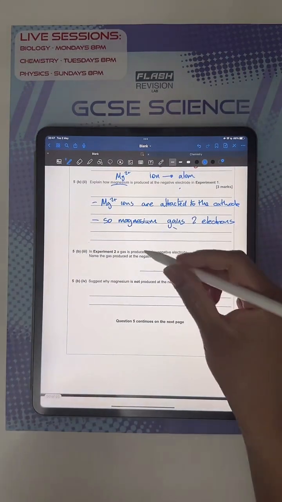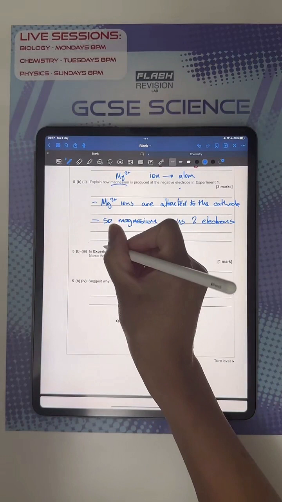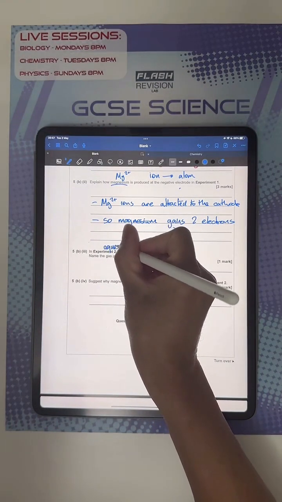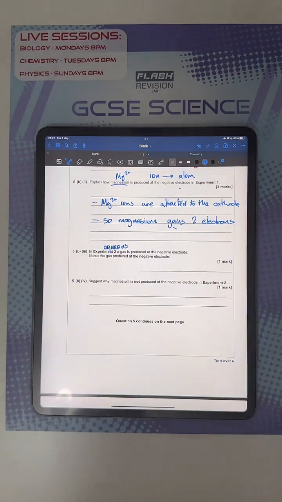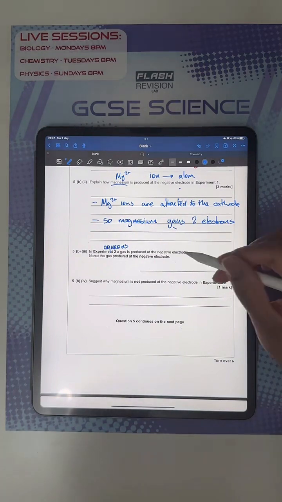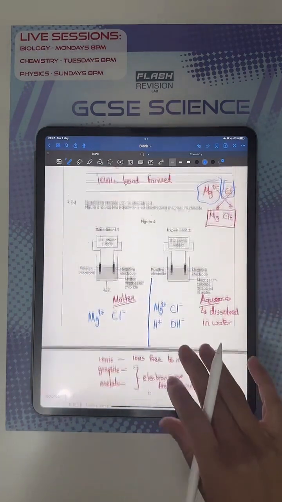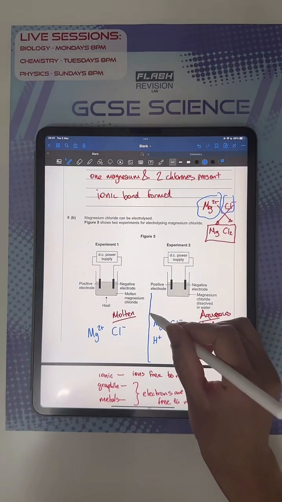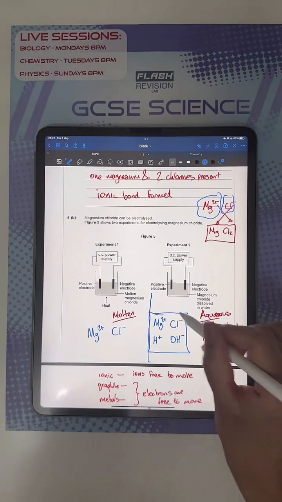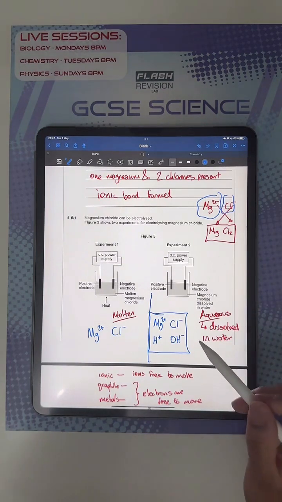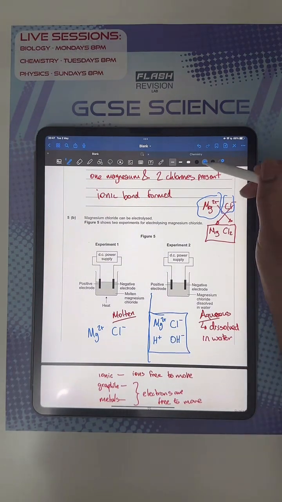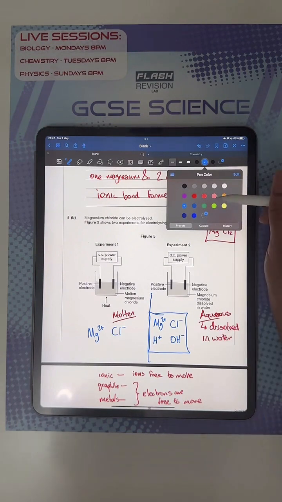In experiment 2, this time is the aqueous one. A gas is produced at the negative electrode. Name the gas produced. Right. At the negative electrode, which gas is it? Which gas is going to be produced? So you need to decide out of these ones, which one's going to go. So on the positive side, guys, which one's going to go? And on the negative side, which one's going to go?